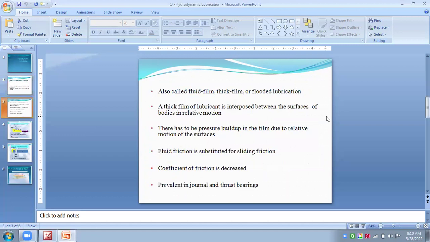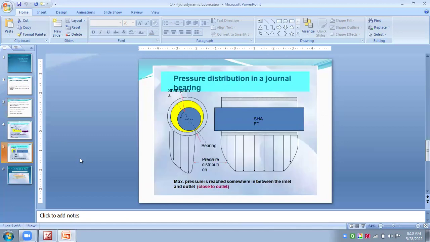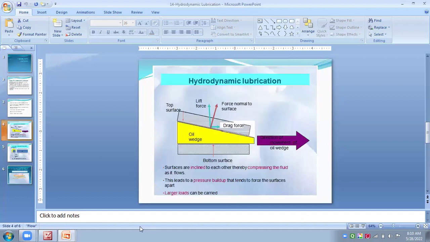A thick film of lubricant is interposed between the surfaces of the bodies in relative motion. And there has to be pressure buildup in the film due to the relative motion of the surfaces. So, the generation of pressure due to the hydrodynamic action can be explained. In this, the pressure is zero at the leading edge and remains low in the zone of the leading edge. It always increases toward the trailing edge and is maximum in the zone of the trailing edge. So here is the trailing edge, this is the leading edge.